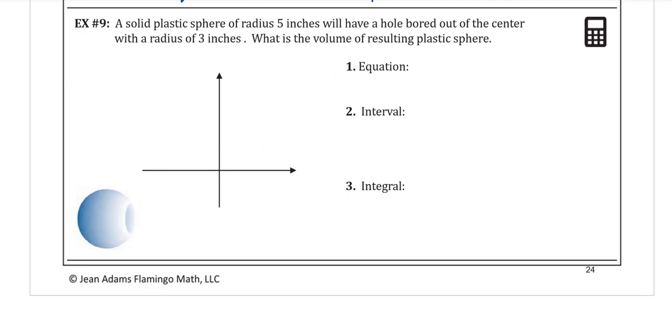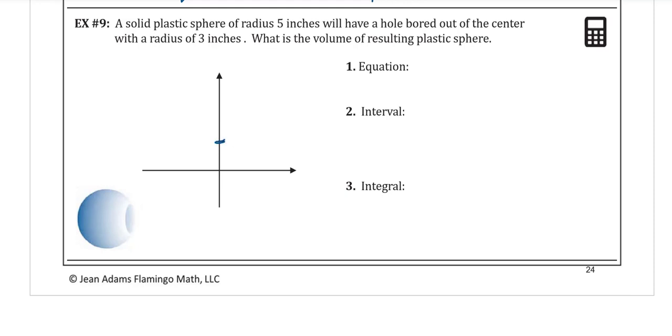Okay, finally, our last question. So now we have a solid plastic sphere of radius 5 inches. It's going to have a hole bored out of the center with a radius of 3 inches. So we have a 3-inch hole now. What is the volume of the resulting plastic sphere? Okay, so just showing a cross section of this.